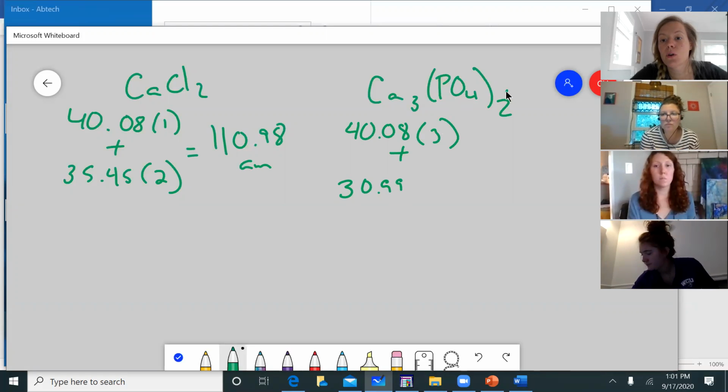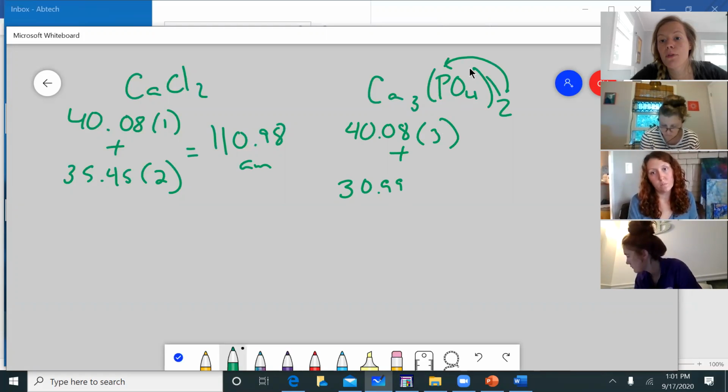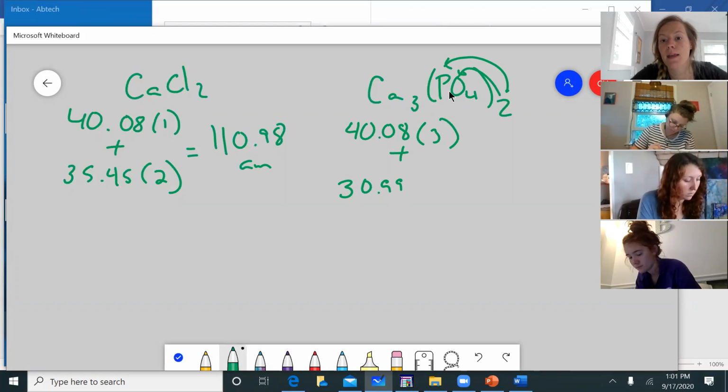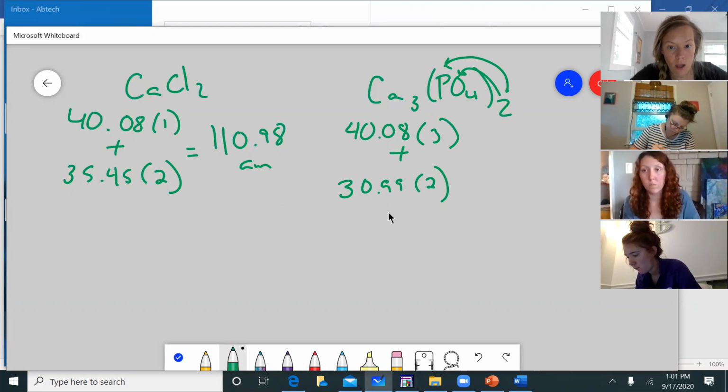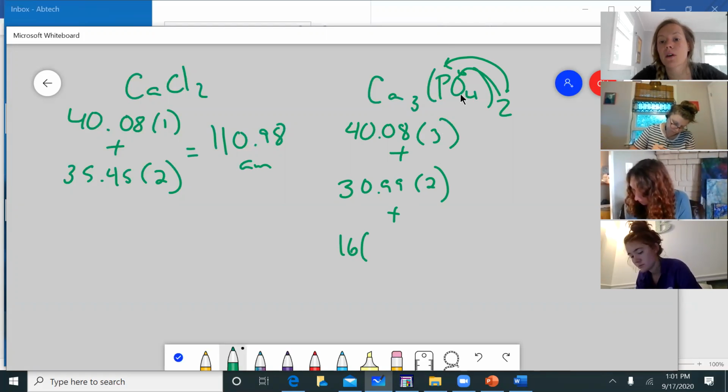Well, this 2 is getting distributed to both components within the parentheses, right? That's why they're in the parentheses. So I should actually have 2 phosphoruses. The last thing is oxygen, which has an atomic mass of 16. How many oxygens in total do I have? Well, if I've got 4 inside the parentheses and I've got 2 of these packets, I need to multiply those 2 together. So your value should be multiplied by 8.